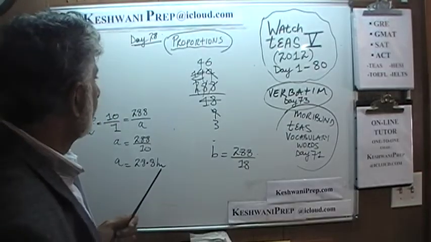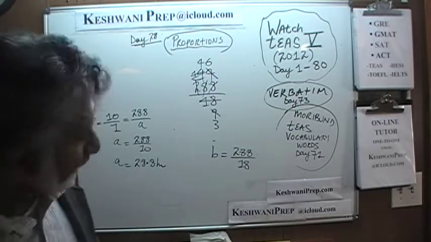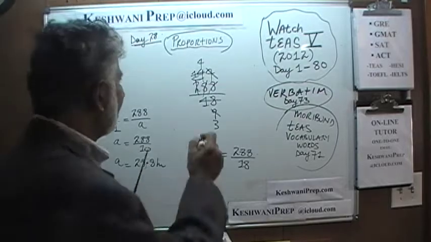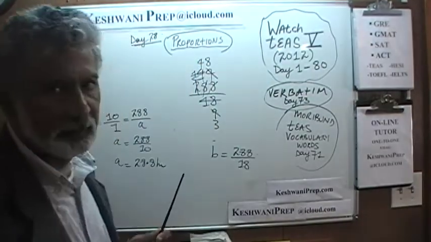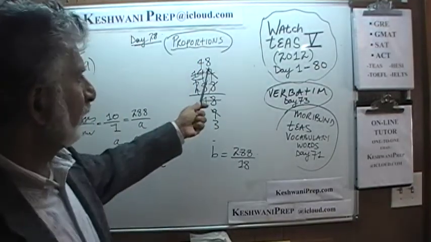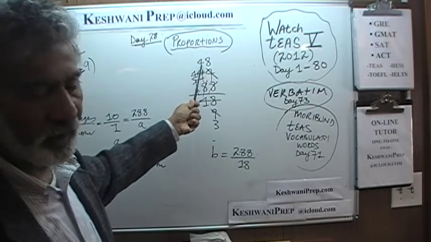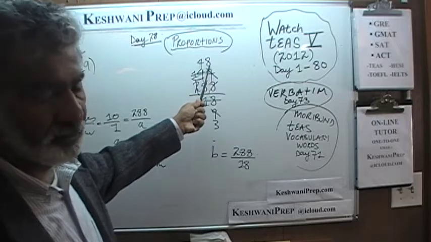That's not right. 24 has how many threes? 6 threes are 18. 24 has 8 threes. 8 threes are 24. How did I know that 6 was not right? Because 6 plus 4 would have been 10, and 10 is not divisible by 3. That's how I knew that I made a mistake. So 24 has 8 threes.